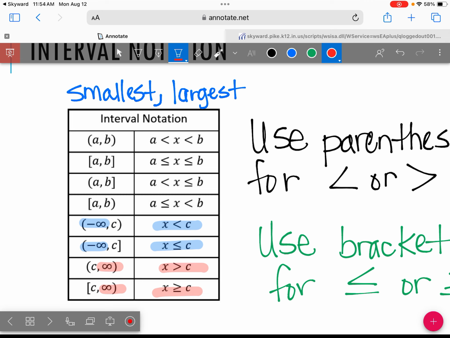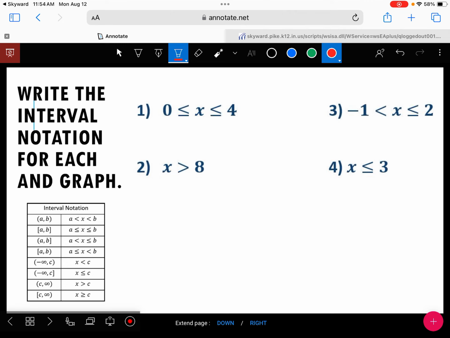All right, any questions so far? All right, so let's go ahead and get started. Go ahead and copy these 4 down, and we're just going to write it in interval notation. We're going to write these 4 intervals using interval notation. And then we're going to practice solving inequalities, and then we'll be done. A9 is a short one.